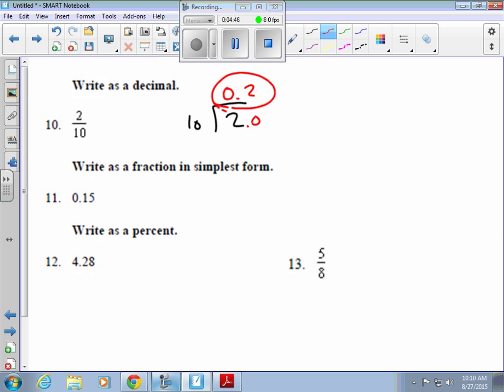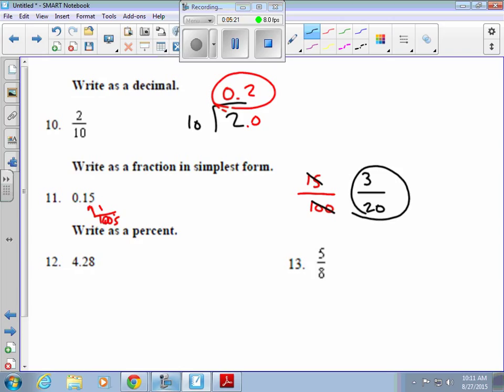Write as a fraction in simplest form. 0.15, that's the 10th place, and this one is the 100th place. 15 over 100 would be written as a fraction, but it says to do it in simplest form. The number 5 goes into 15 three times, and the number 5 goes into 100 20 times, 3 over 20.